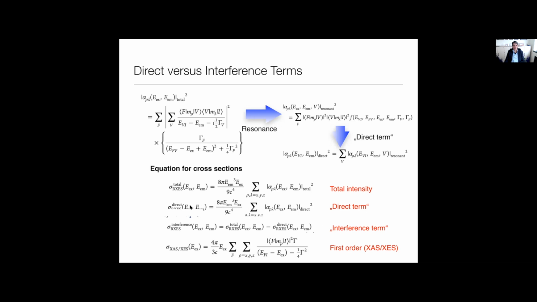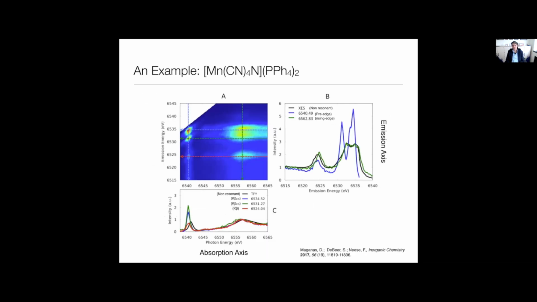So basically, we have made the distinction between those direct terms that I've defined here, the total RIXS that you obtain by rigorously evaluating this equation, and then the interference terms, which is the difference of the total and the direct term. And then, of course, you can also simplify that to the XAS and XES spectrum, and we have done that in our implementation. And so basically all of these quantities, the XAS, the XES, the interference terms, the direct terms, and the total RIXS are available.